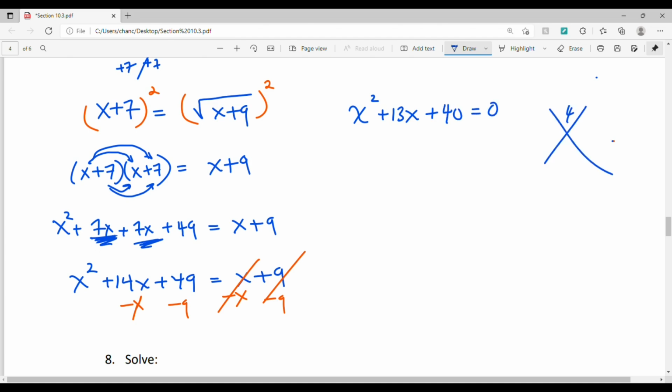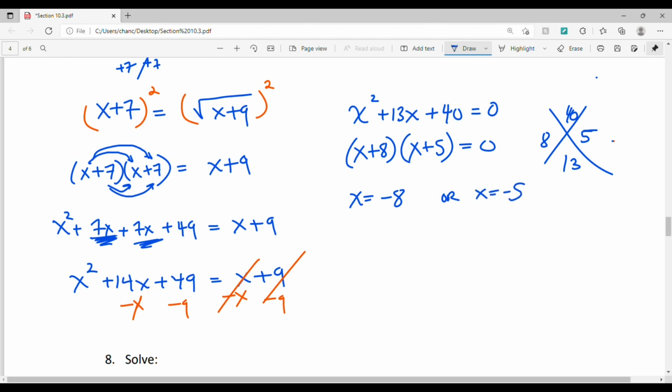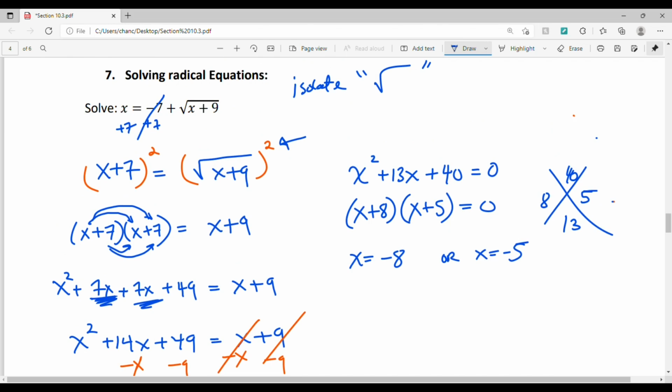So now we can try to factor this. Let's put the 40 on top, the 13 on the bottom. What two numbers multiply to get 40 but add up to 13? And so the two numbers are 8 and 5. So this factors as x plus 8 times x plus 5 is equal to 0. And if you solve each one of these separately, you would get x equals negative 8 or x equals negative 5. Now, we squared both sides of the equation, so you have to check your work. You have to check it in the original equation.